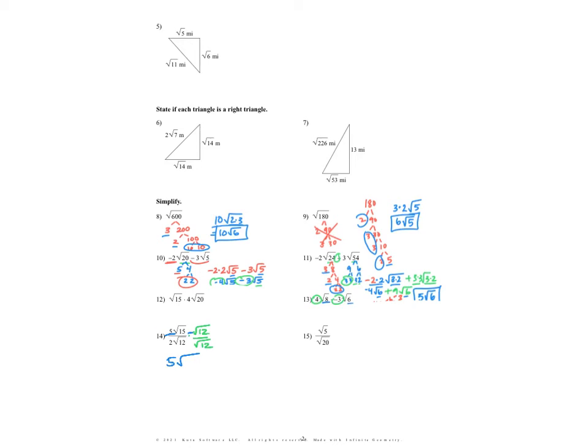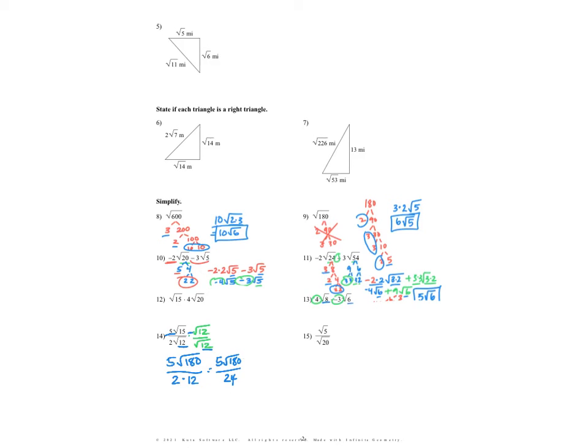15 times 12 is 180, I believe. I'm going to check that. Okay, yes. Okay, on the bottom, we got the 2. And remember, root 12 times root 12 is just what's under the root, which is 12. So we're going to multiply by that 2. So we got 5 root 180 over 24.